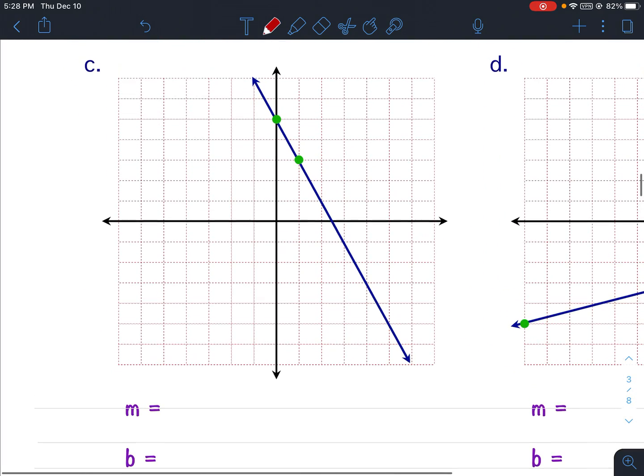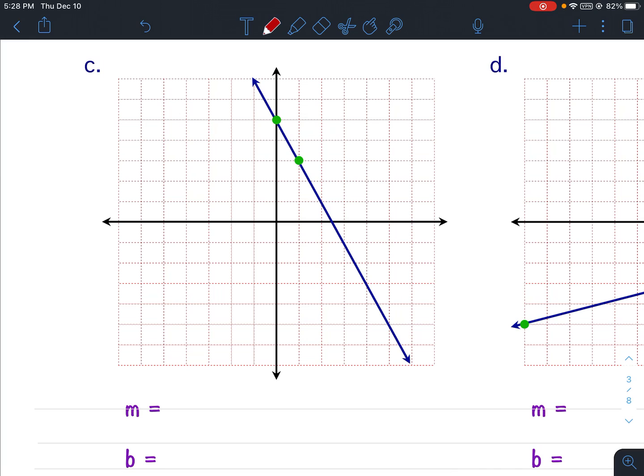All right, so I picked 2 points on the graph, and again, why did I pick this point right there? I picked that point because that's where it crosses the y-axis, and the point where it crosses the y-axis is your y-intercept, your B. So in this case, what does B equal? Well, B equals 1, 2, 3, 4, 5. B equals 5.